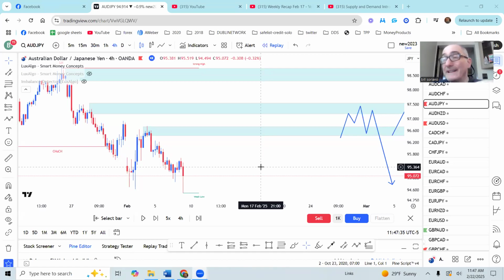I wanted to do a little deeper dive into my weekly recap for February 15th that I posted yesterday, last night. This is supply and demand trading from basically 4-hour supply and demand zones, which are basically just order blocks.